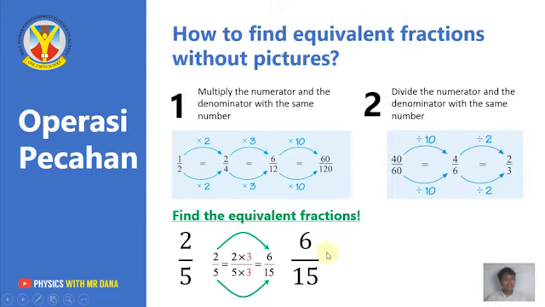But in this case, it's better for you to choose method 2 because you can divide 6 and 15 with the same number. For example, in this case, I divide 6 by 3. I also divide 15 by 3. So I got 6 divided by 3 is 2 and 15 divided by 3 is 5. So I got 2/5, which is equivalent to 6 over 15.